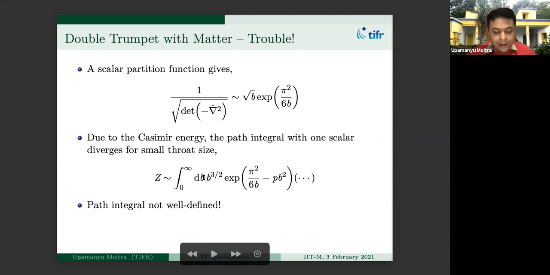You might worry that this b to the 3/2 in the opposite limit also has a similar problem, but no, because it turns out that there are other factors in the expression, some e to the minus p b squared, where p is some positive number, which makes the large b behavior well defined.